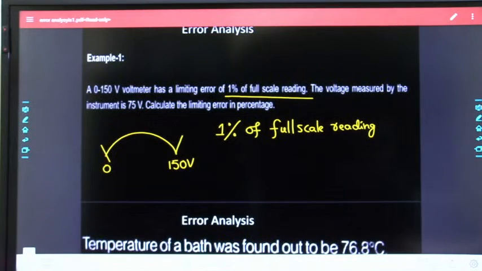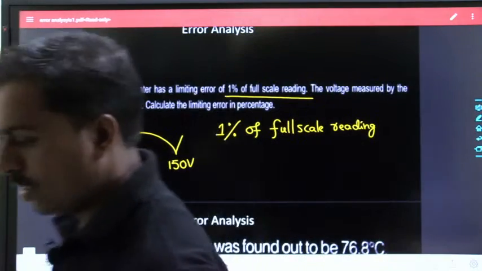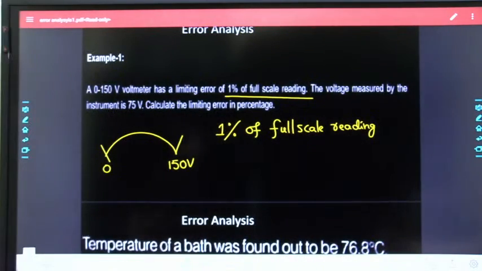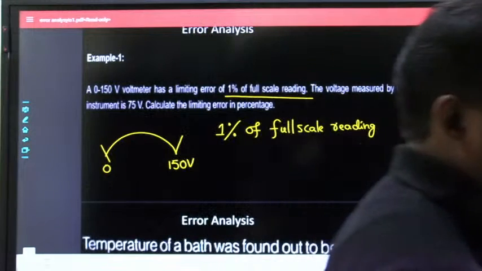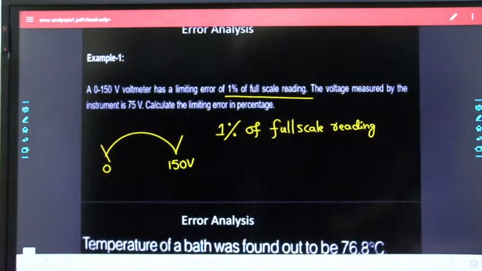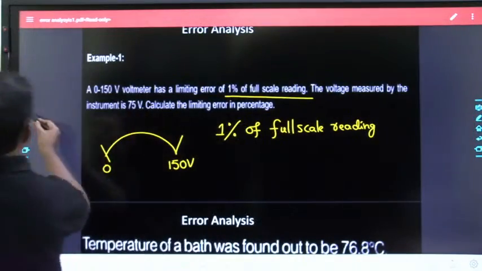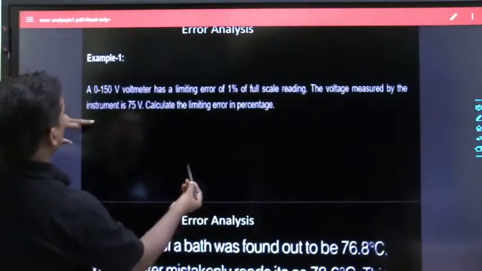Chalo, answer please. I am expecting the answer from you. I think the question is small, I will enlarge it.